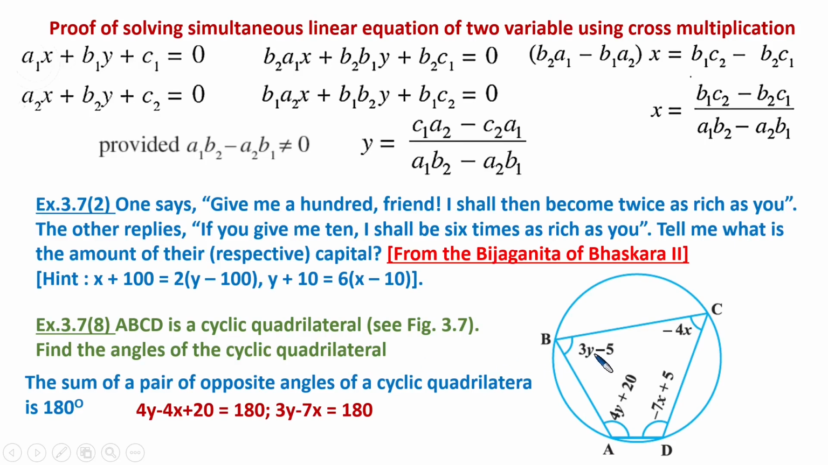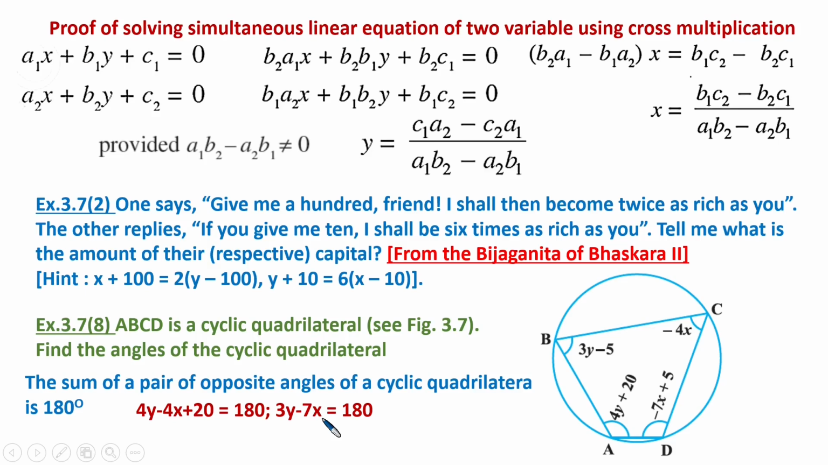You see these angles, you have unknowns here y and here x. We know that for a cyclic quadrilateral, the condition is that when you add opposite angles, you get 180 degrees. These are all in degrees. So for opposite angles A and C, 4y plus 20 minus 4x is 180, and 3y minus 7x minus 5 plus 5 again is 180. Now I can substitute using any one of the three methods, and you can get the values of x and y.